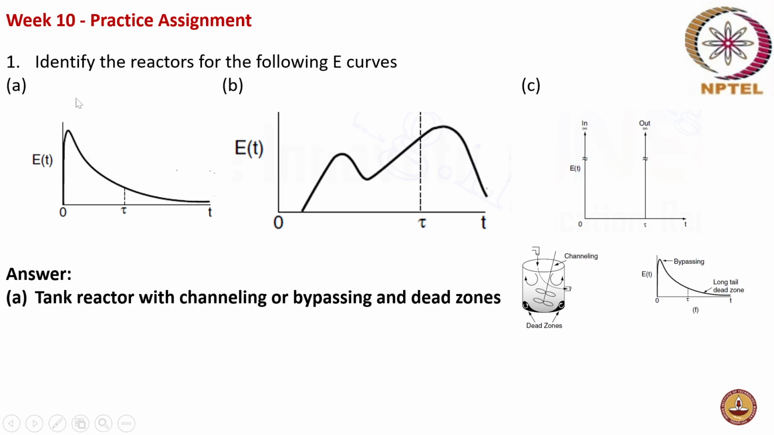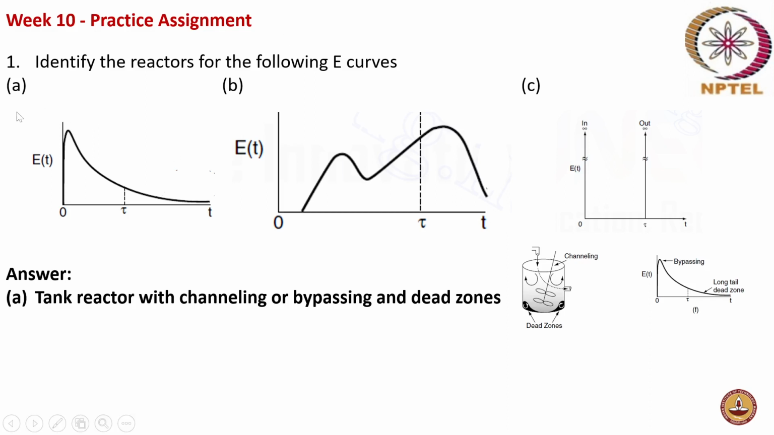So if you look into this E of t curve, the first spike or the peak represents the bypassing. Those fluid particles which are bypassing will exit the reactor at a very short time compared to your space time, or your mean residence time. Tau is nothing but the space time, where space time is given by the volume of the reactor divided by the volumetric flow rate, considering the volumetric flow rate to be constant.